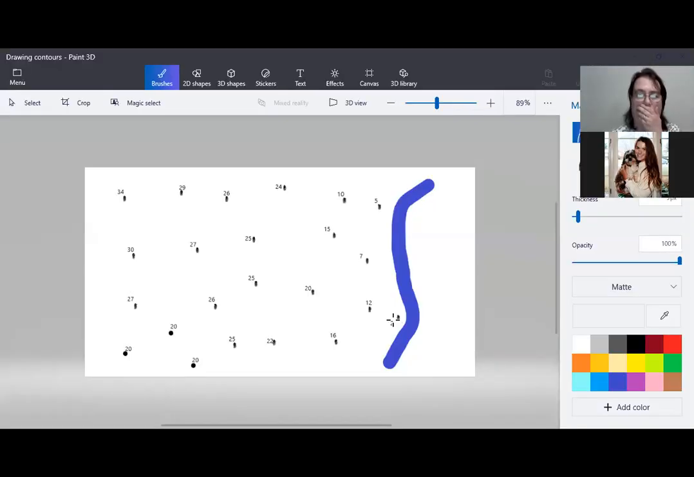So how to create contours. Okay, share my screen. All right, so this is an example of the exercise in your book. Each dot is an elevation.